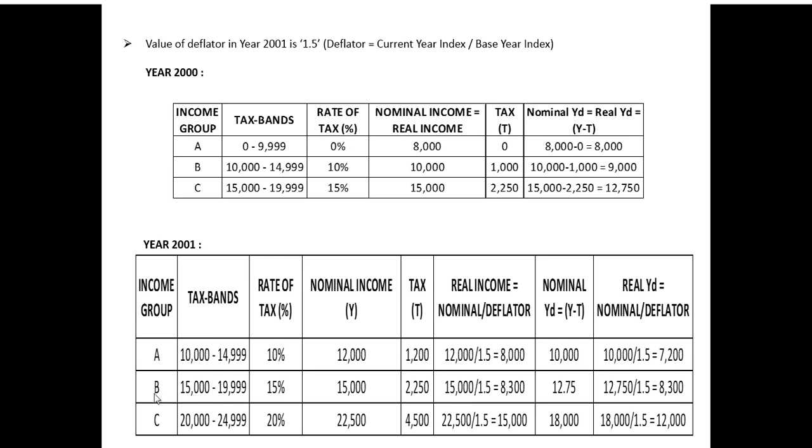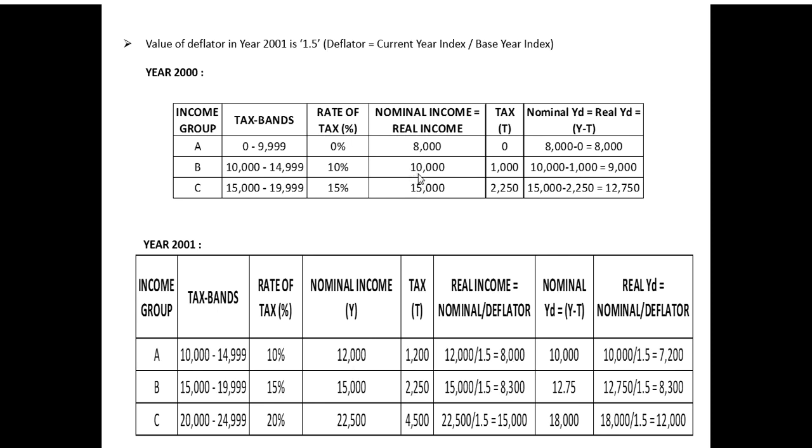I'm just going to take group A as the example. Here we have called it group A, and here we have called it group B. Don't get confused. Just look at the tax band. The tax band is 10,000 to 14,999. It's the same. If you are in this tax band, how much tax are you paying? 10%. Now, we are assuming that here the income was 10,000. Here the income has gone up. That's why there's a change in the figures. But just assume that this income was 12,000 here as well.